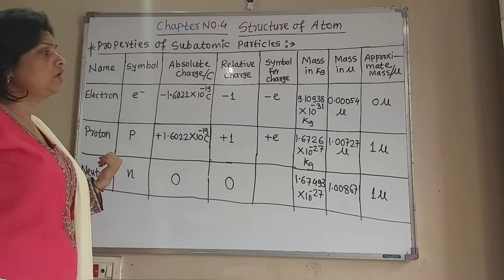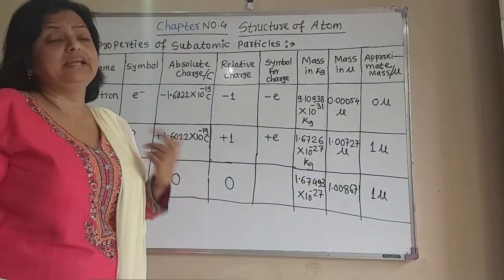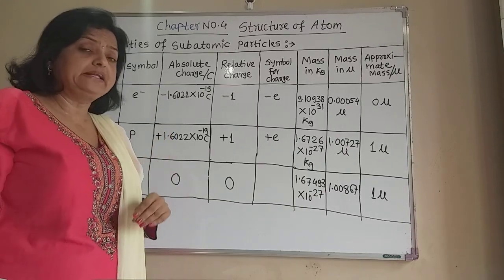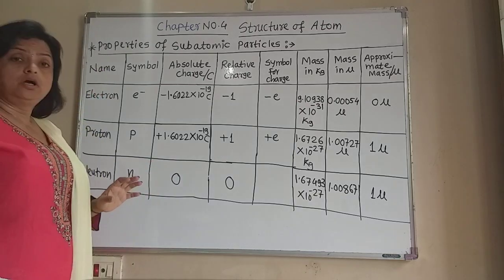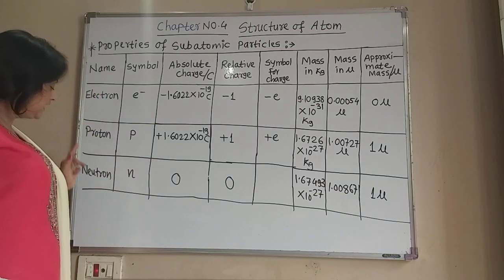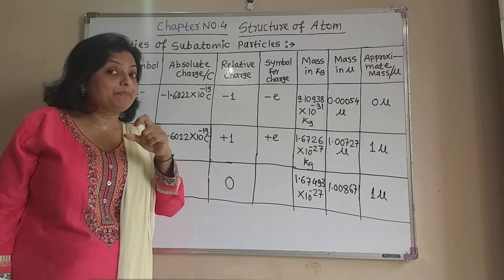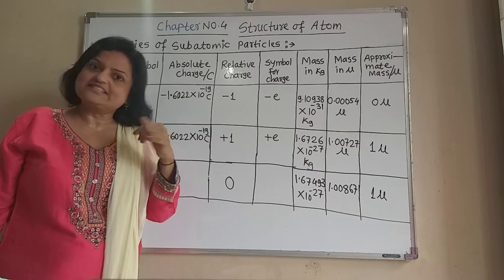Now protons still have somewhat greater mass than the electron, because protons and neutrons are the massive particles. They are present in the nucleus. So collectively these protons and neutrons are called the nucleons, because they are present in the center of the atom, and that center is called the nucleus.